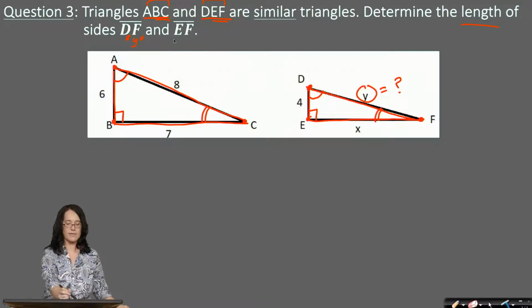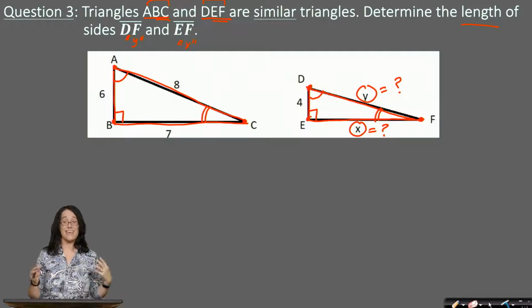And they're also asking us to find EF. Where is EF? Well, that would be X in this problem. So we're really solving for X and Y. And how could we do such a thing? Well, we know they were very kind. They gave us the exact measurements of A to B, of B to C, and of A to C. And they also gave us the measurement from D to E. So could we then find the missing 2 sides?